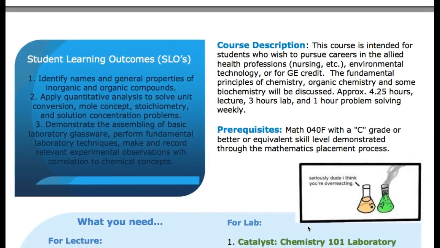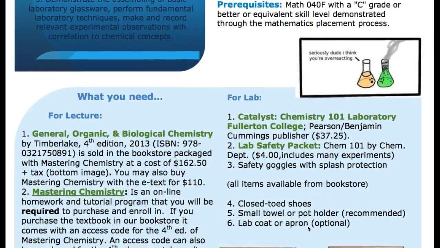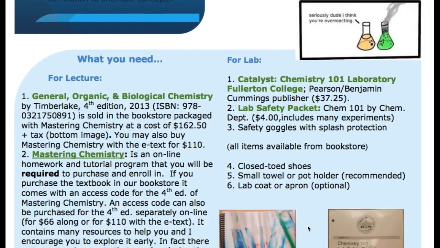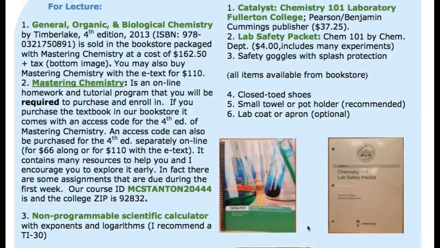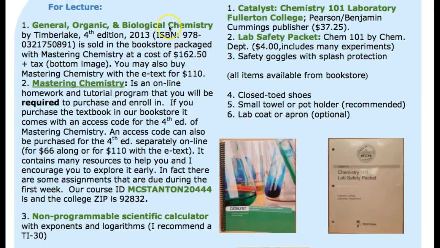We have, I guess the most important part here is going to be what you need for the course. So we have different things that you're going to need for lecture and for lab. The first being a textbook. So if you get it in the bookstore, it will come as a textbook that's combined with your online homework. So it will give you a course code for Mastering Chemistry, and you have the prices here. You also have, when you use the code to log into Mastering Chemistry, you need a course ID, so you'll find that right here.